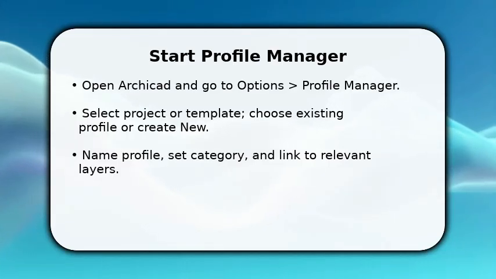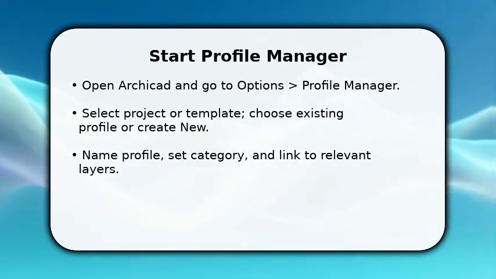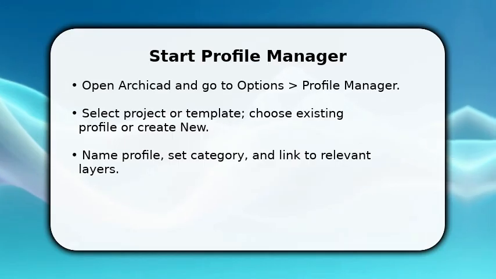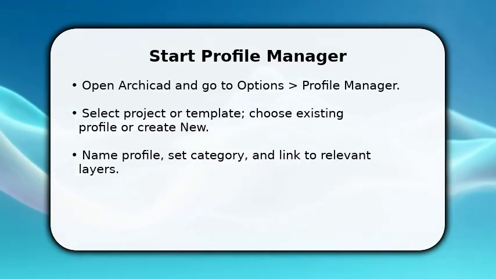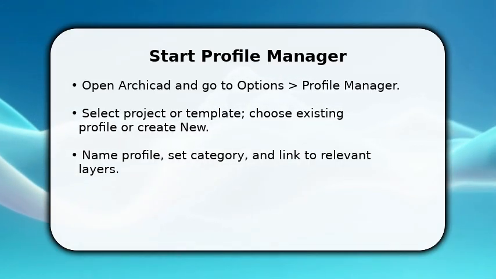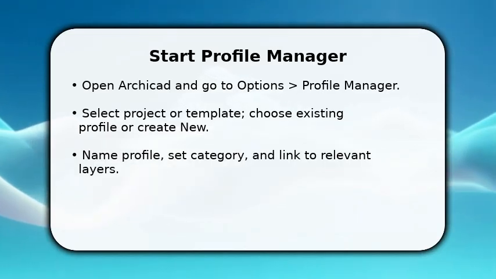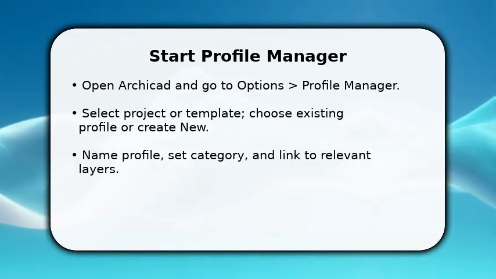You begin by opening Archicad and navigating straight to Options Profile Manager so you can act now. Create a new profile or pick an existing one. You need a clear name and category so you can find it later. Once done, link the profile to the project or template and assign layers and basic parameters.